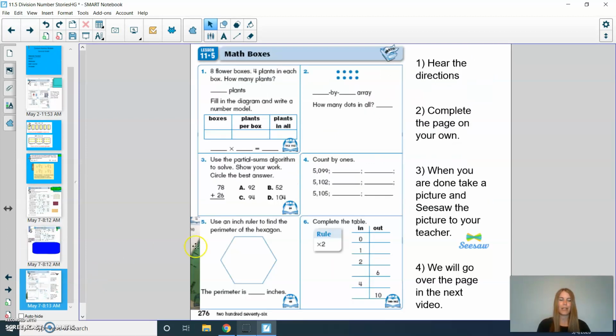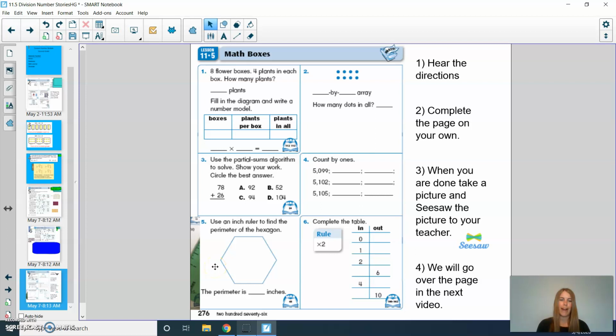The last thing that we're going to talk about is our math boxes, which is page 276. So looking at question number 1, 8 flower boxes, 4 plants in each box. How many plants? I want you to fill in the diagram and write your number model. How many dots do we have in our array? And you do not need to do partial sums. You can use whichever way you like, but solve 78 plus 26 and then circle the best answer. Counting by ones for each of these numbers.